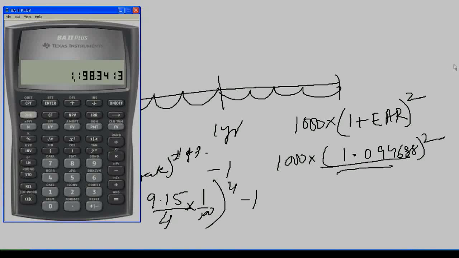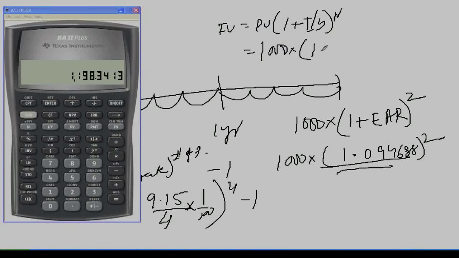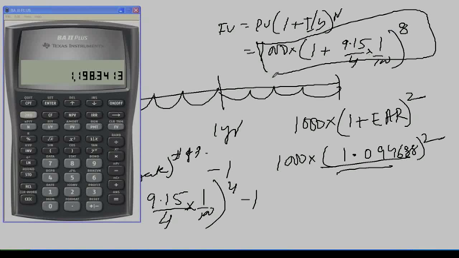Another method is, you know that FV equals PV times (1 plus I by Y) to the power N. Here this is simpler, right? PV is 1000, and 1 plus I by Y is how much? 9.15 divided by 4. So this is your periodic rate. And how many periods are there? 8 periods are there. This method is much better than the earlier method.